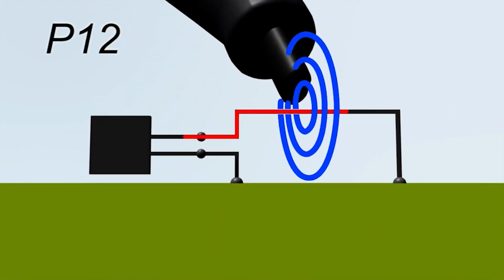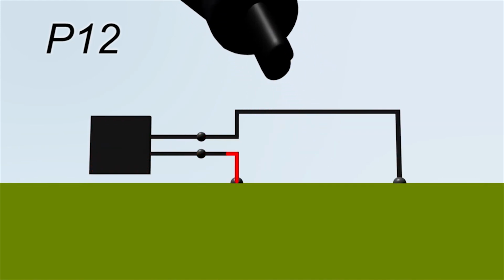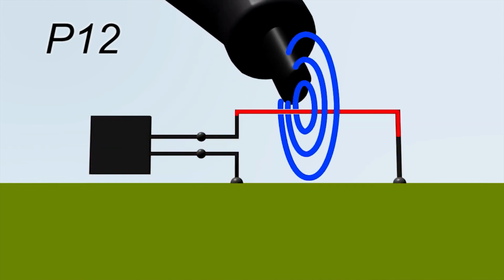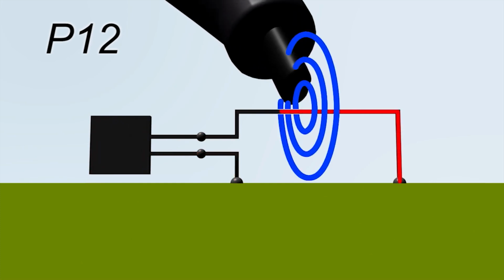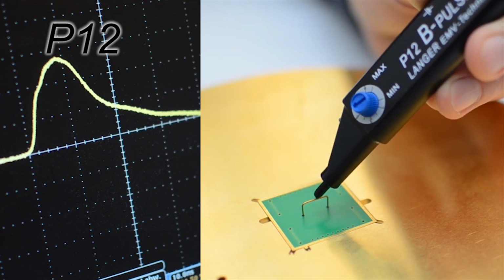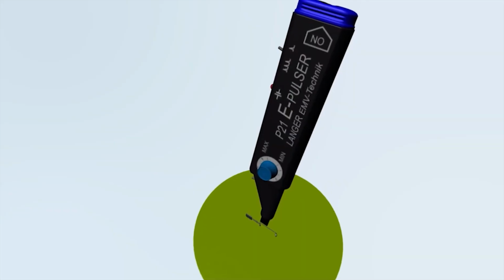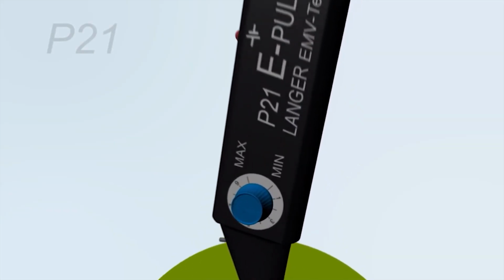This is perfect to select sensitive lines and IC pins. A voltage pulse, which interferes with the IC, is induced in the encircled line or in the IC pin. This is what the voltage pulse of the P12 that is generated by the magnetic field of the mini-burst generator looks like. The third mini-burst generator is the P21.